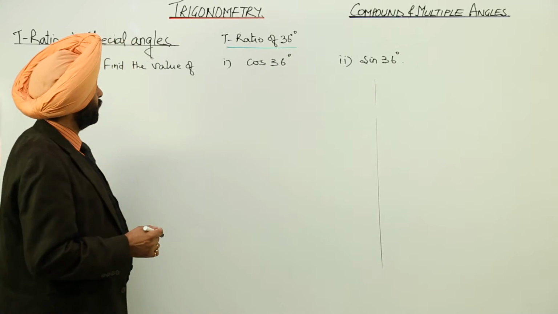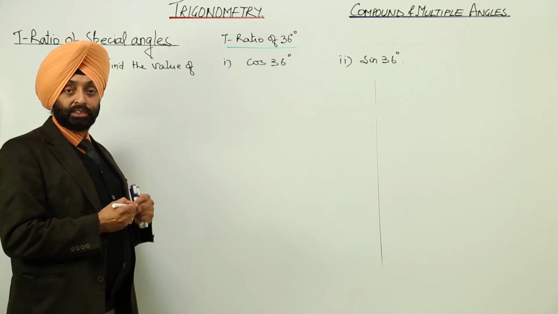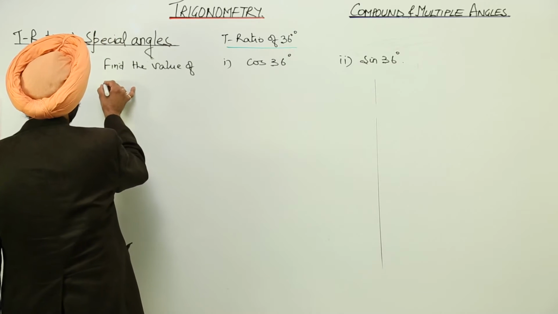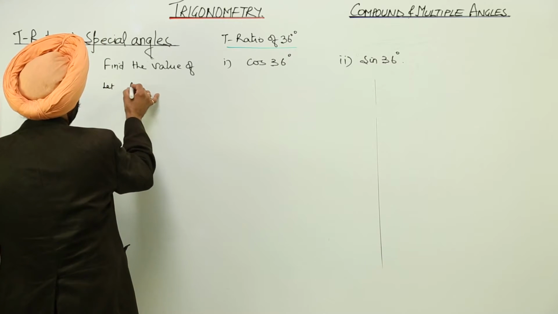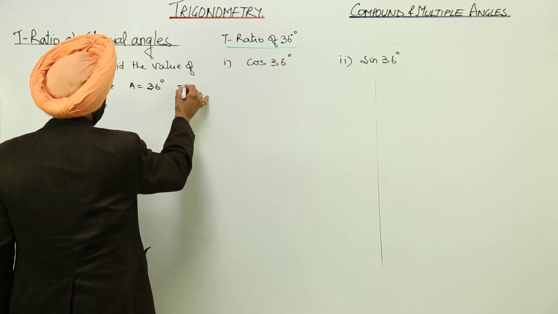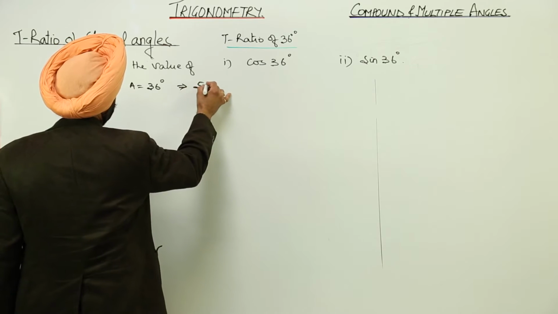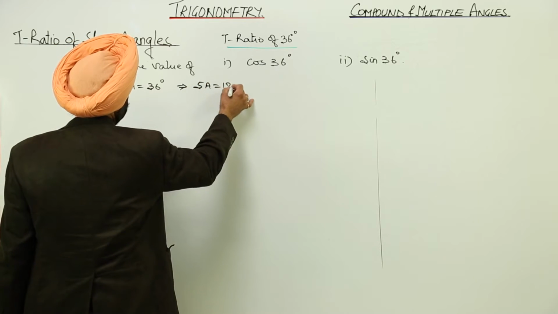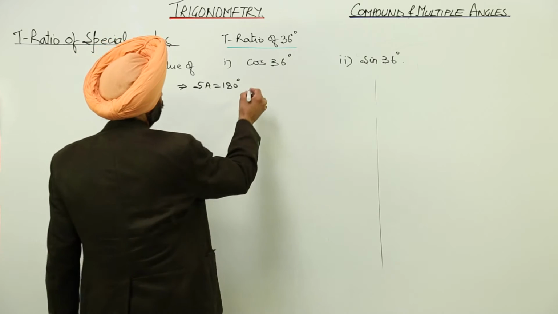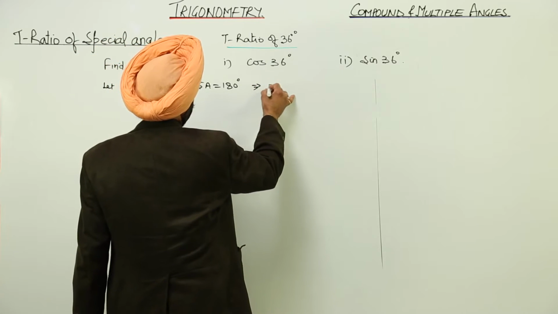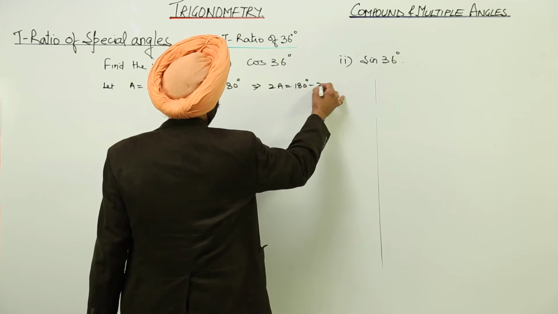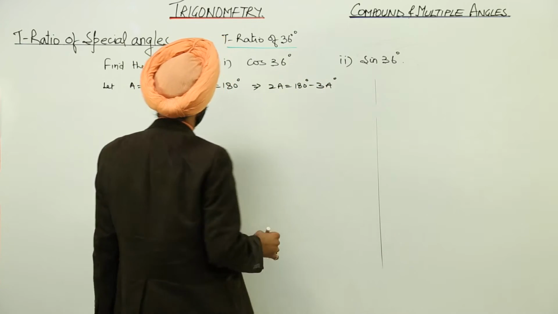Now let's evaluate the value for cos 36 degree and sin 36 degree. Let A be equal to 36 degree. Now multiplying both sides by 5, 5A is equal to 180 degree, and further we can write it as 2A is equal to 180 degree minus 3A degree.